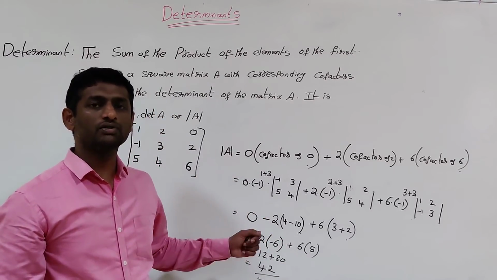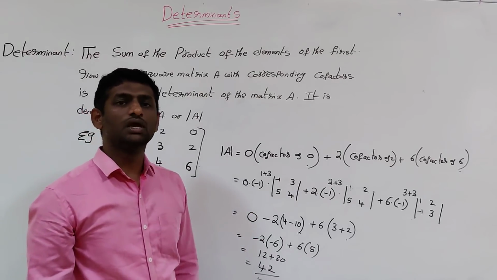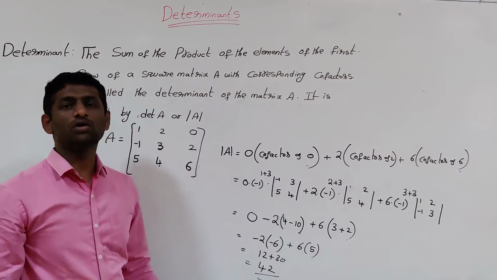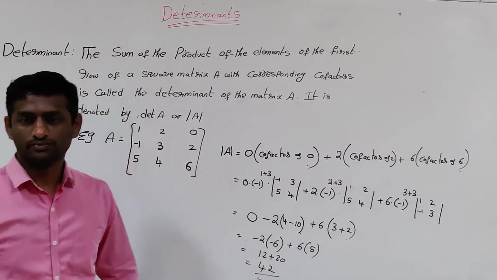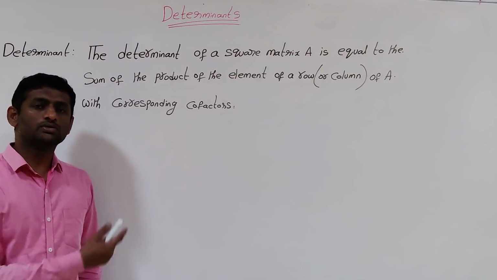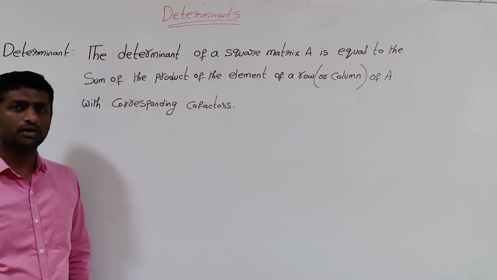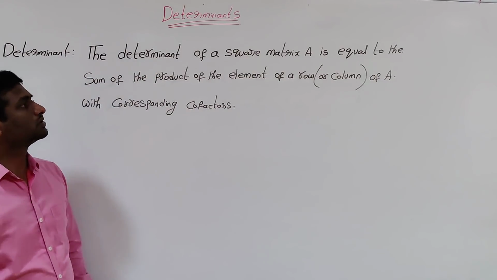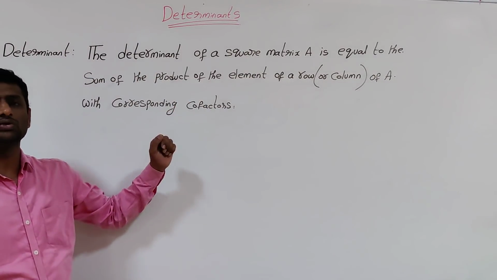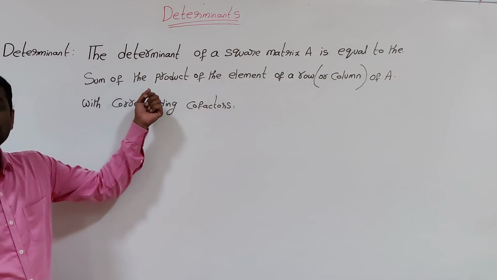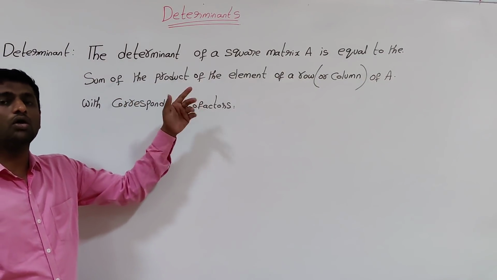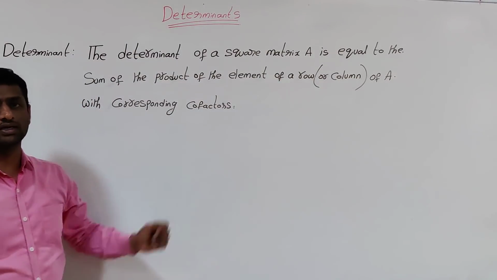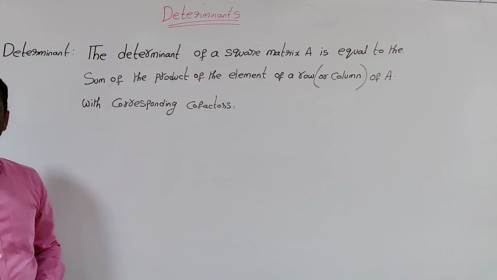We will generalize the definition of the determinant, not only by the first row. Now you can use any row or any column. Now the generalized version of the determinant: the determinant of a square matrix A is equal to the sum of the products of any row, or we can say column, of the matrix with corresponding cofactors. That gives the determinant of the matrix.